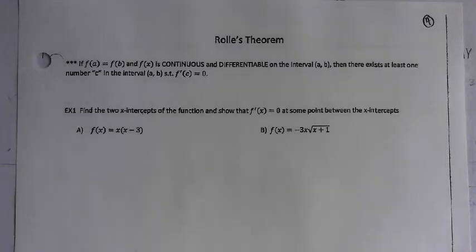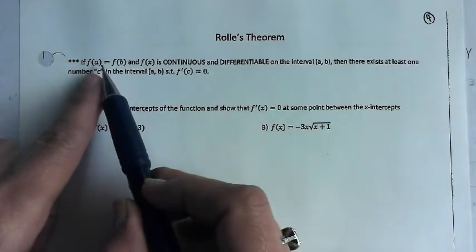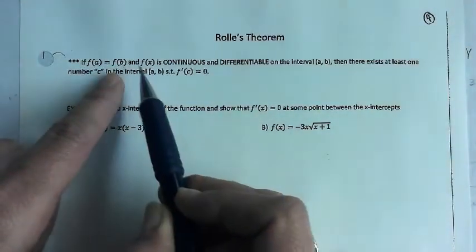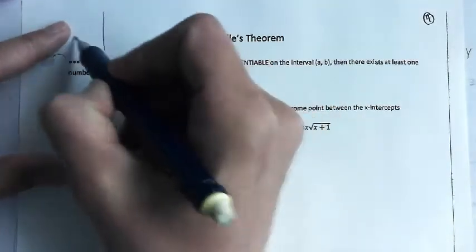Mean value theorem versus Rolle's theorem. Essentially, Rolle's theorem is just a more specific version of mean value. With Rolle's theorem, f of a has to equal f of b in your interval from a to b. In other words, they're at the same level and the average rate of change is 0. So when you look at a random function like this.